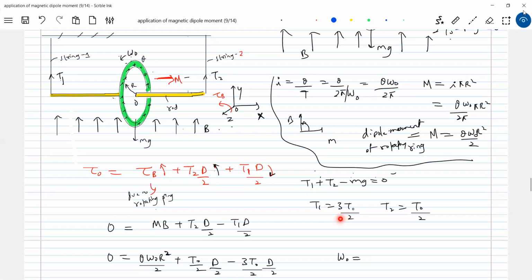You can't just assume T1, T2 values randomly. One of the tensions will increase, here it will increase, here it will decrease. I'll write it nearby. Tension here increases.